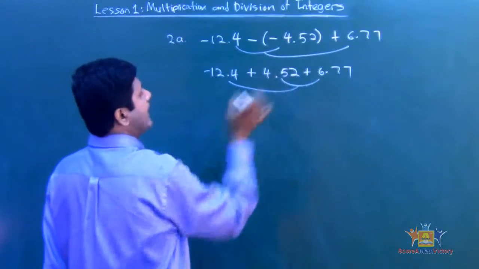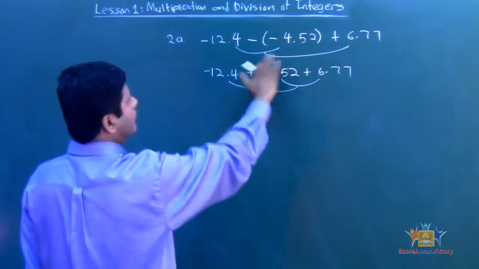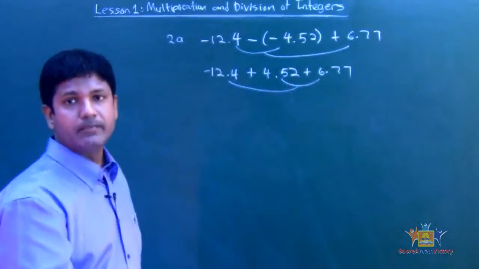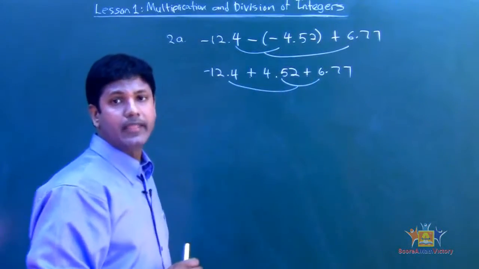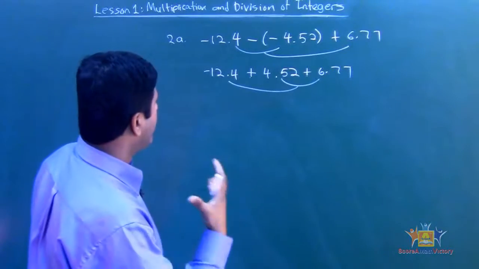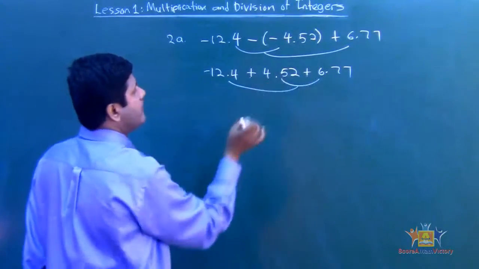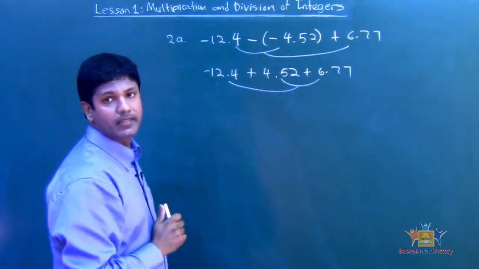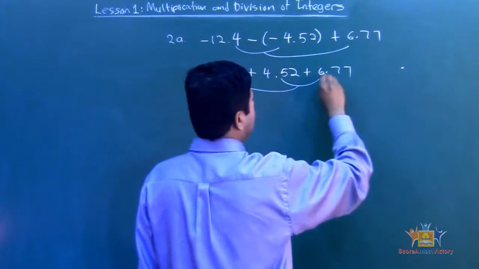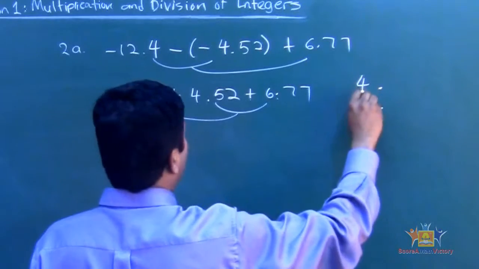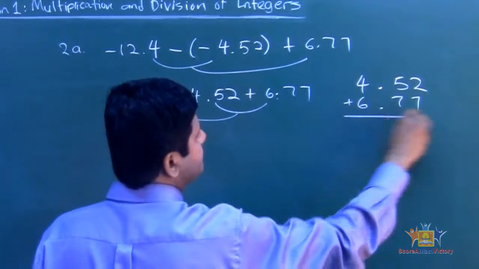Alright, let's do that. Let's add these two first, okay? So we got plus and plus. When we look at this, we think, well, we're just going to use the left to right method, okay? We're going to combine this and then add to that. You can do that. But when you have addition and addition, you can just combine this first and then combine with that. Alright, let's do that. So we're going to line it up. We're going to grab them by the decimal. So we got 4.52 and 6.77. We're going to add them.